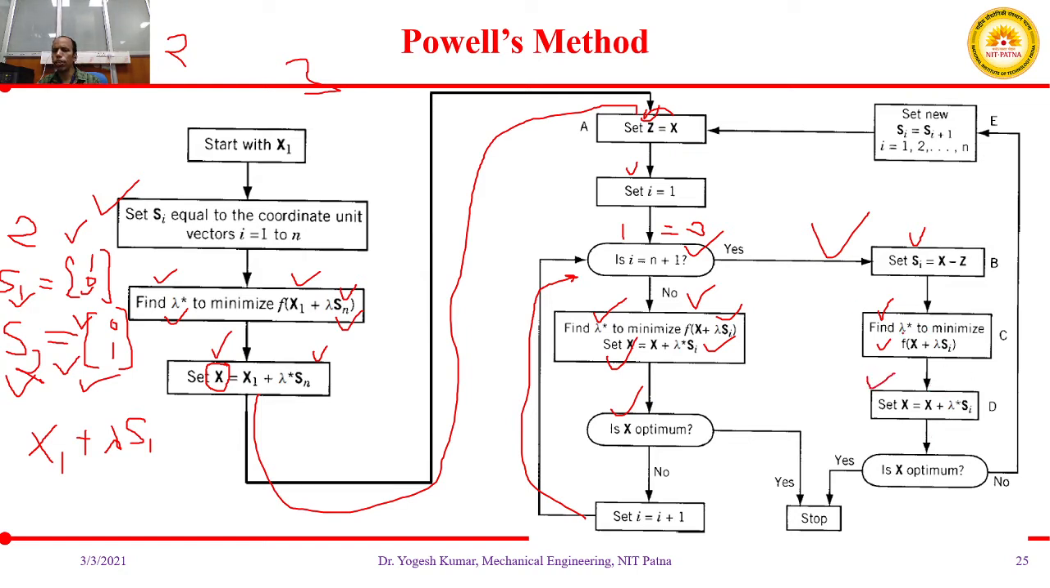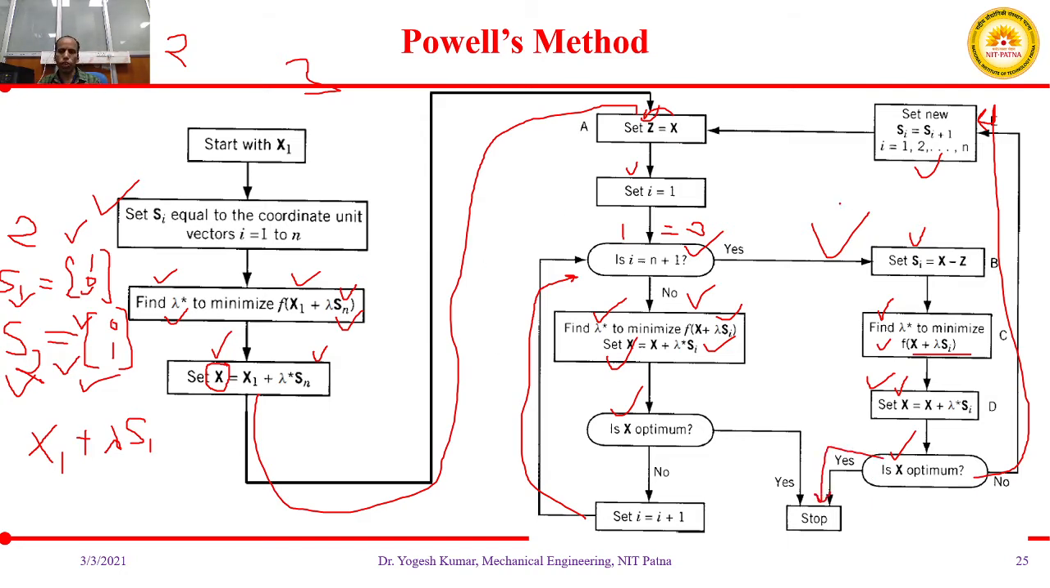Then, obviously, if you are able to minimize this value, you will set the new value of x, which will be x plus lambda star Si. Again we will check whether the value is optimum or not. If it is not optimum, then we will go to this step, the new value of Si, which will be Si plus 1. If it is optimum, then we will stop here.